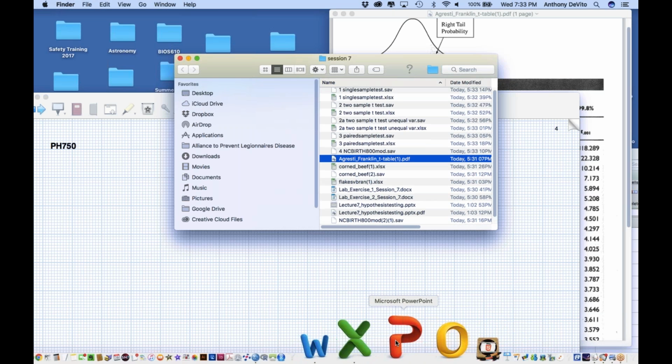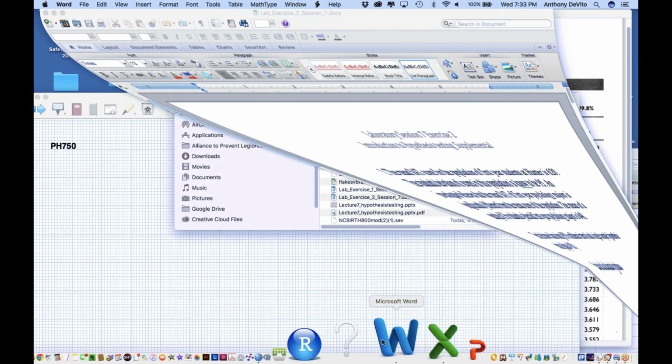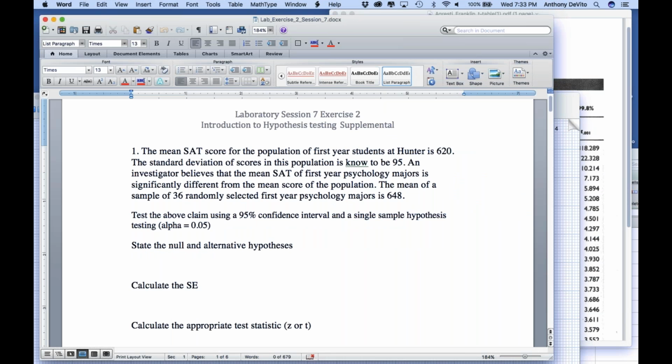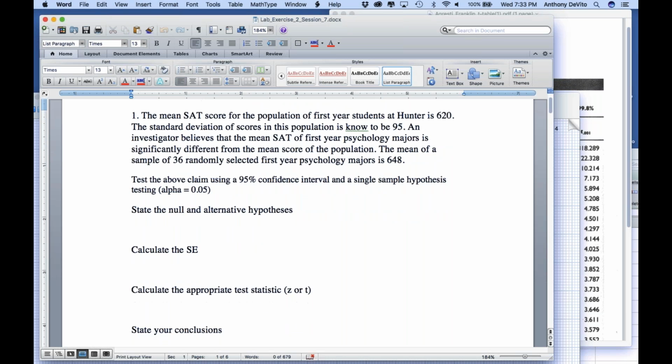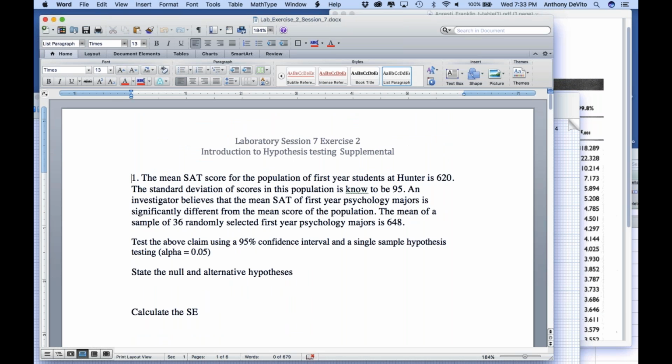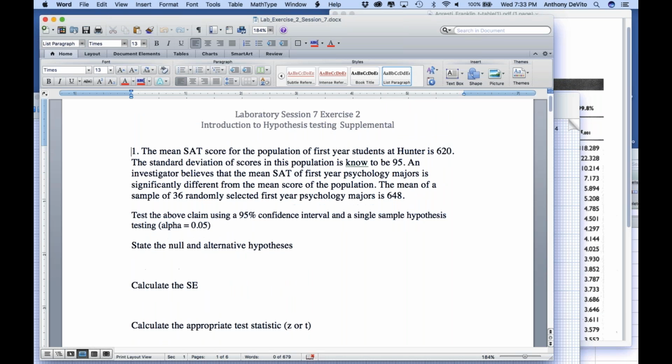Okay, first thing I want to do is open up one of these Word files. Let me see. Okay, I'm going to start with this one. This is actually session 2. These are exercise set 2 rather than 1, but I want to start with this first one to start working.